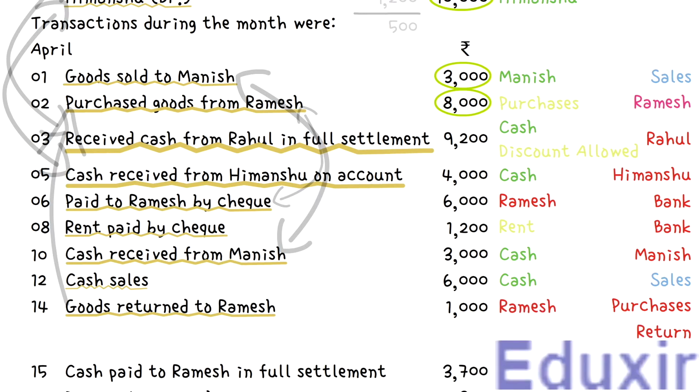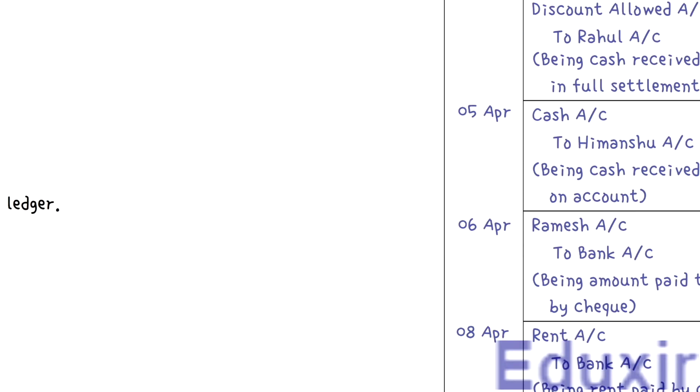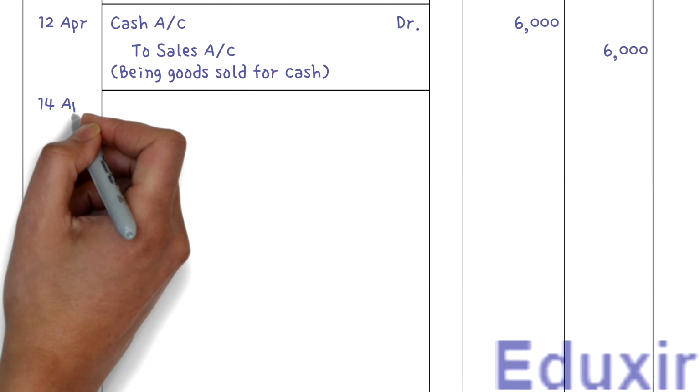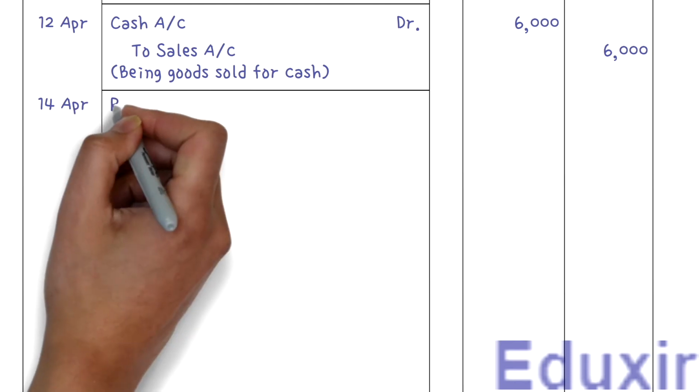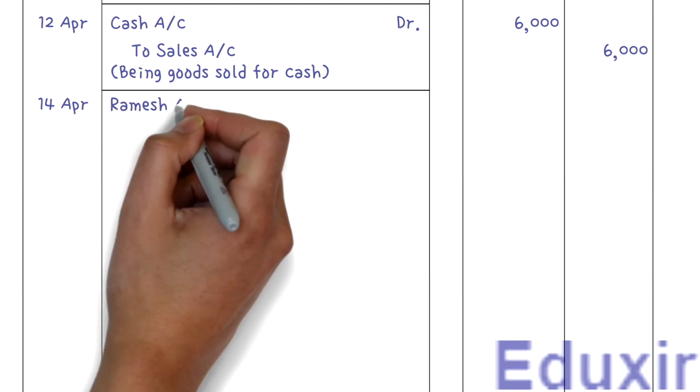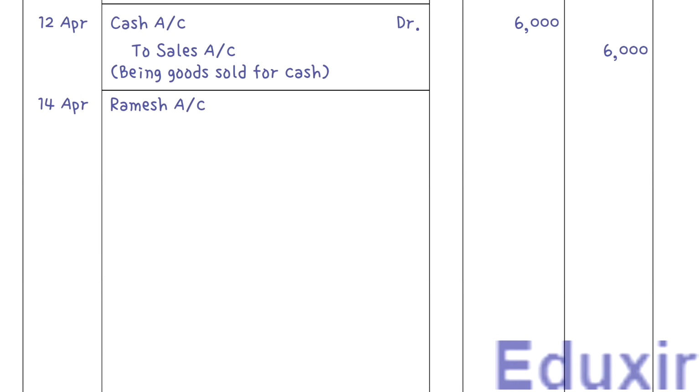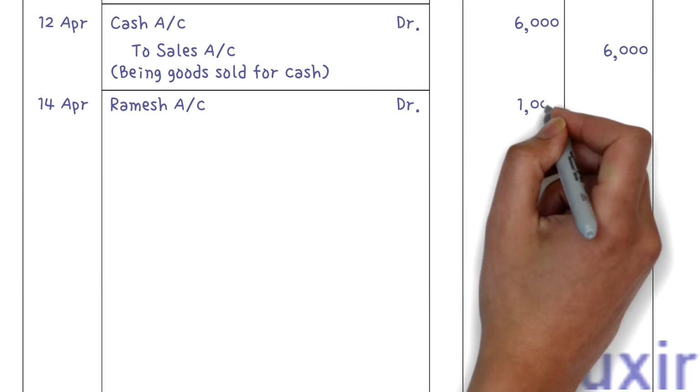With this analysis at our disposal, let us now proceed with the generalizing of this transaction. Let us first record the date. Let us then record Ramesh account as the debit entry. Let us also write the text DR to indicate that this is a debit entry. Let us then record the debit amount of 1000 rupees in the debit amount column.